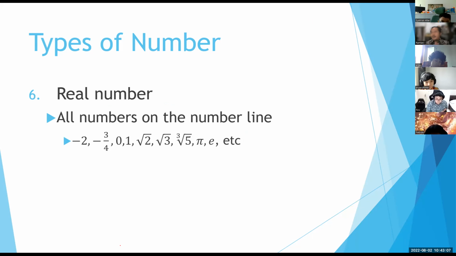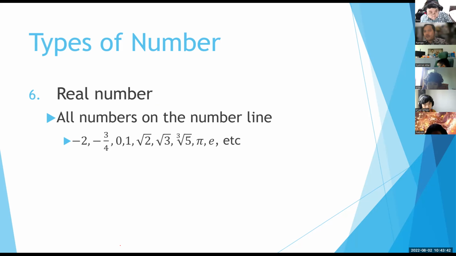So the next one is real numbers. Real numbers are actually all of the numbers that we just learned, all of them. All the numbers on the number line can be natural numbers, whole numbers, integers, rational numbers, or irrational numbers. All of them, we call real numbers. Real numbers are numbers that we can actually relate to something in real life. For example, guys, previously we learned about rational numbers, right? And then we have irrational numbers, the opposite of rational numbers.